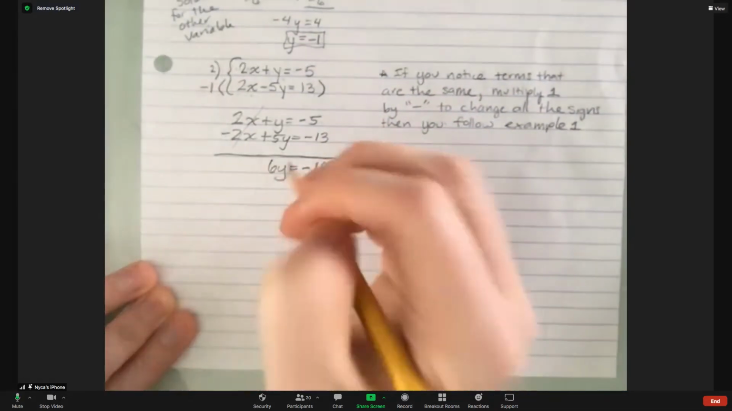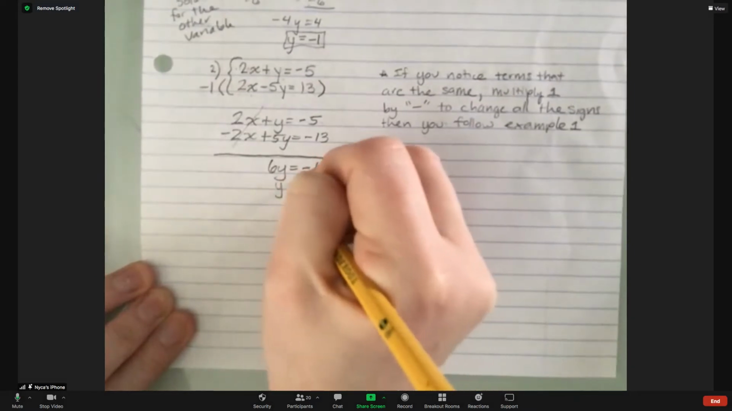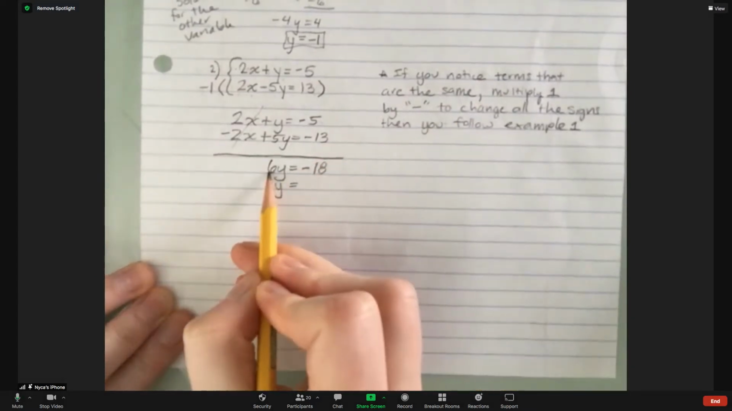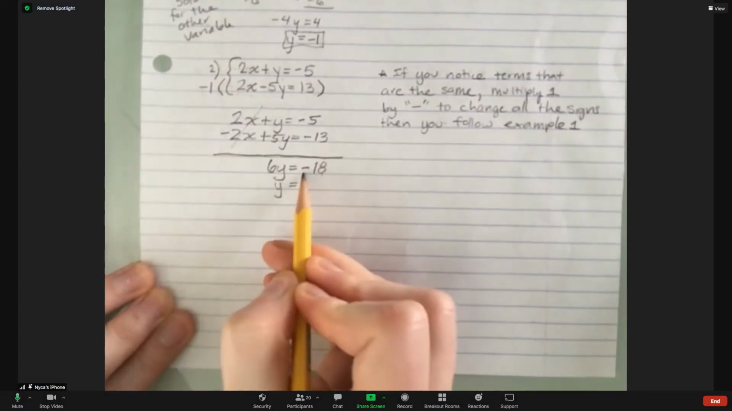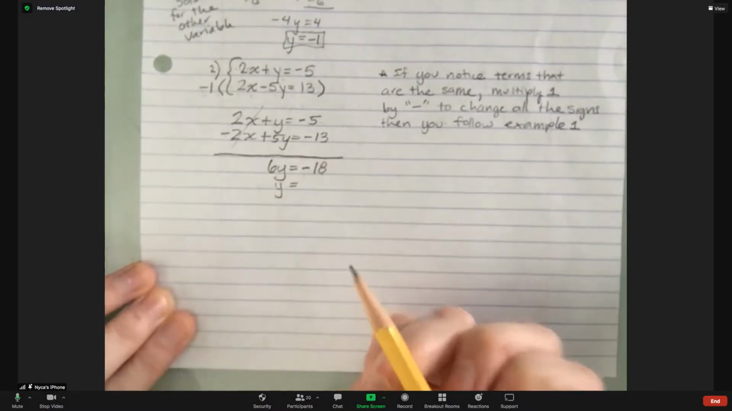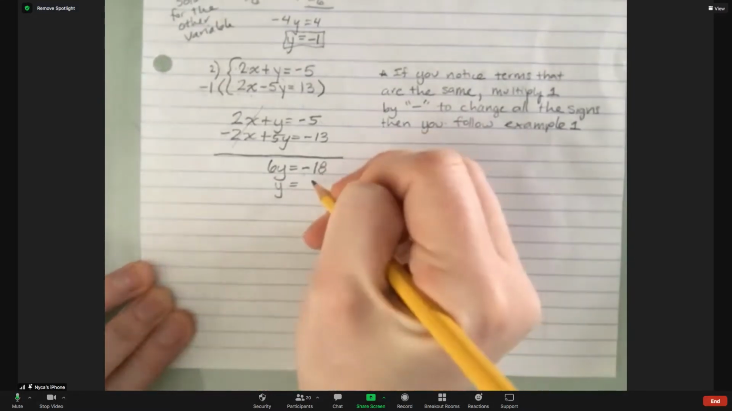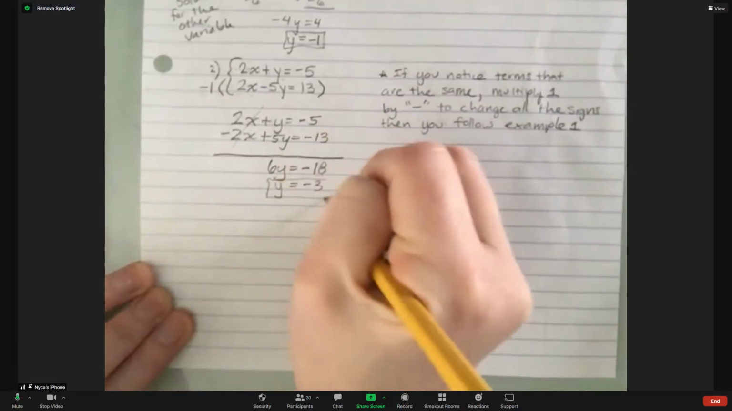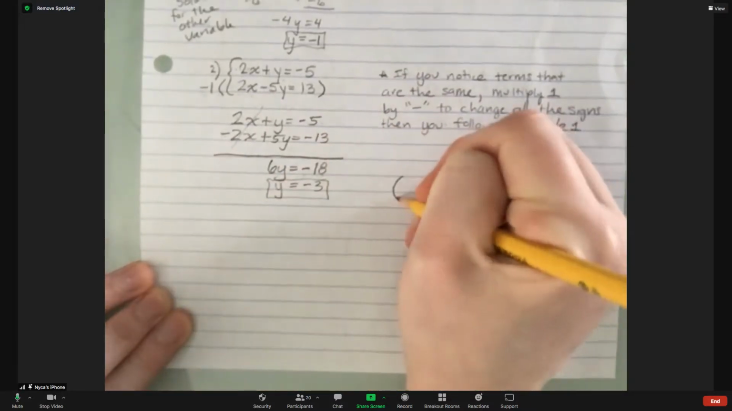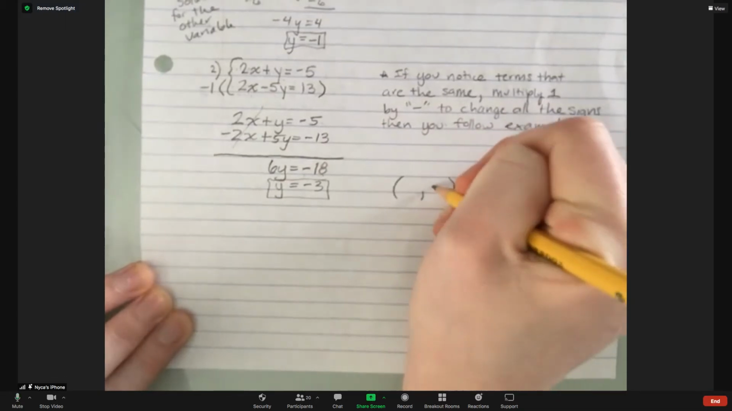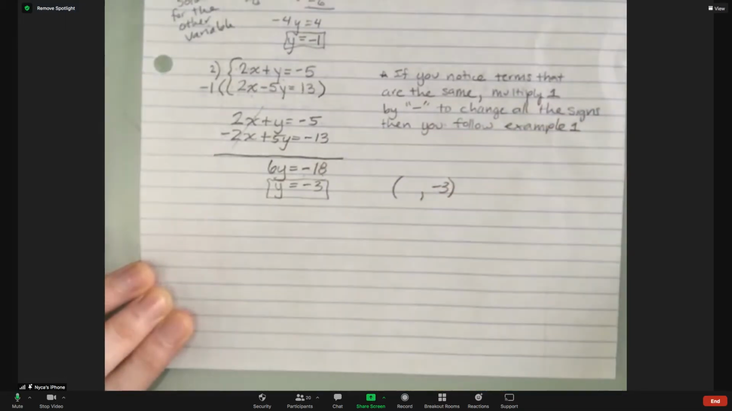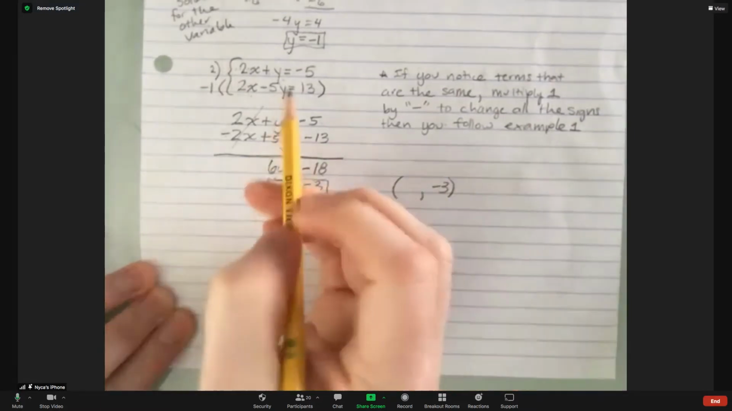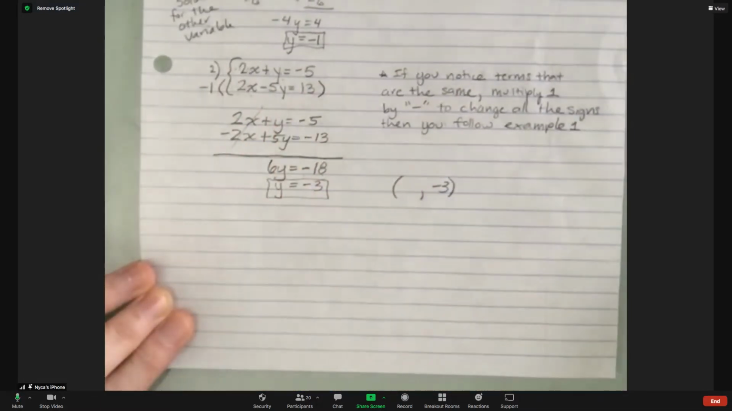Y is not by itself yet, so in order to do that, you must do inverse operation. So since times 6, divide by 6. Well, negative 18 divided by positive 6 would make negative 3. What does that mean? You now have one piece to the solution for the system. They're going to intersect at y equals negative 3, and if you were to plug in negative 3 where the y's are, it would be proven true.